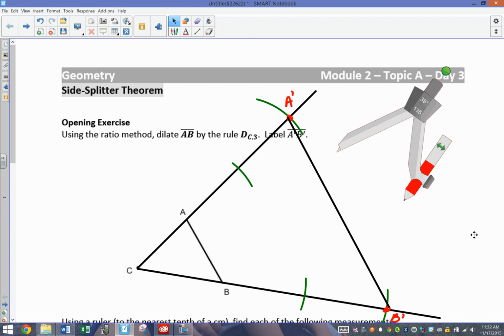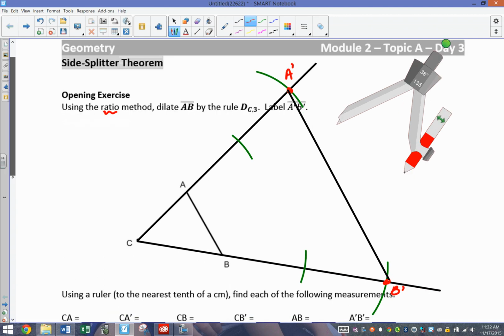All right, so you should have already done this opening exercise where you were asked to dilate AB by the rule DC3, which is going to stretch AB out to A prime B prime down here, which is going to be 3 times longer. Now it said here use the ratio method. I didn't feel like using a ruler, so I used a compass. You can always use a compass if your ratio method is a whole number for your scale factor. If it's not, you are going to have to use a ruler.